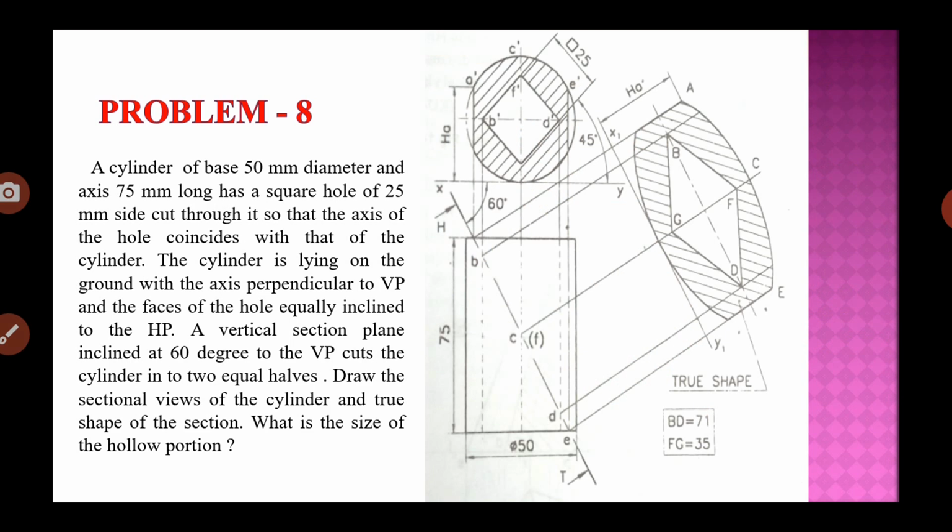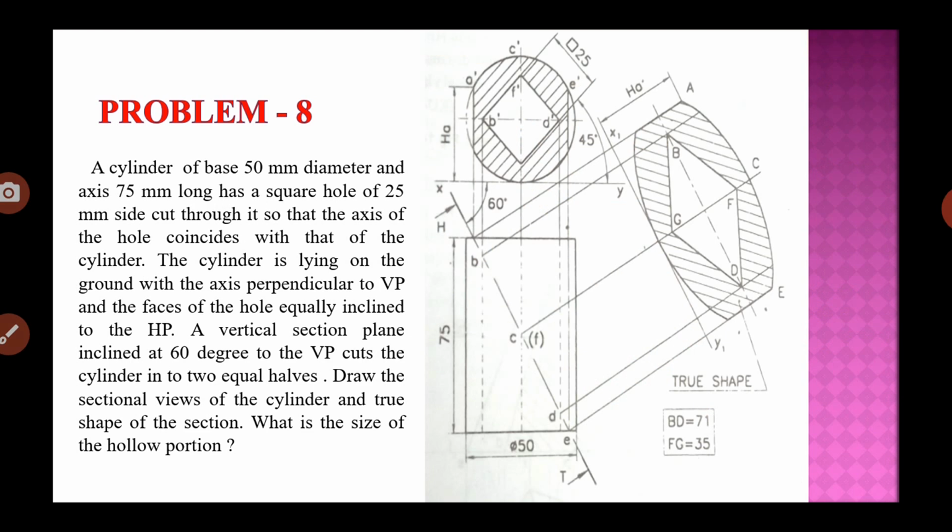Now here in this problem, a cylinder of base 50 mm diameter and axis 75 mm. As you know, there will be two types of cylinder. One is hollow, another one is a shaft type cylinder, that is, a solid part inside.